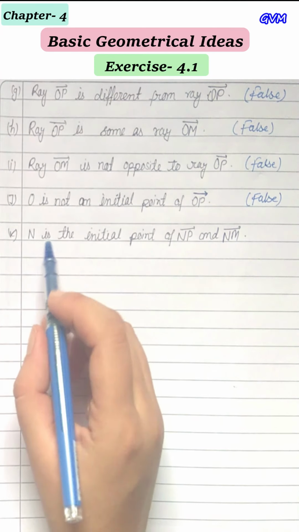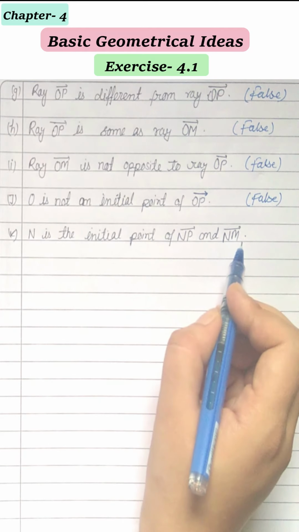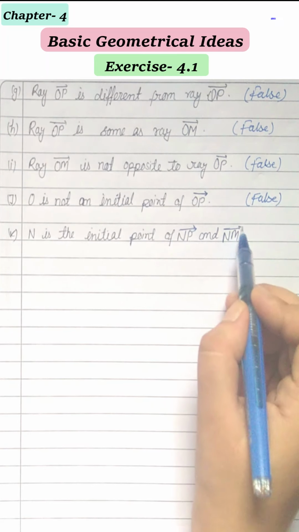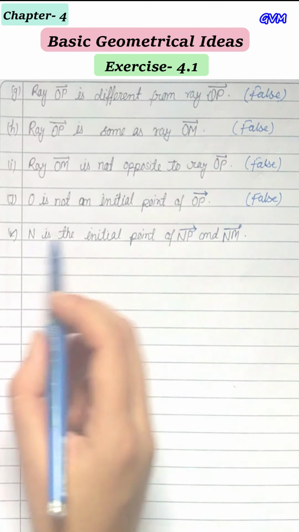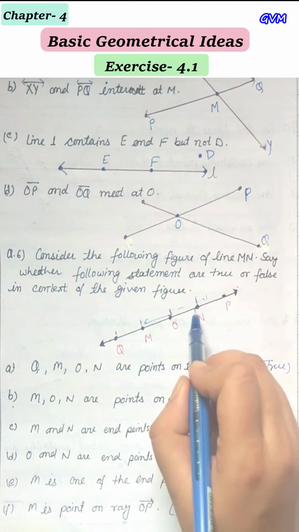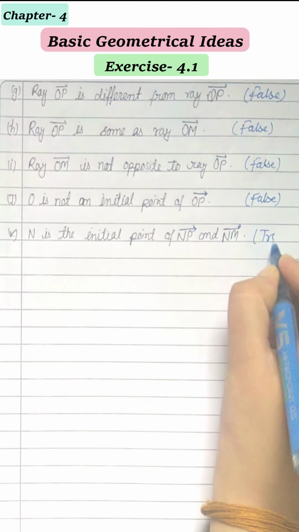K, we have N is the initial point of NP and NM. Both are in the form of a ray, with the ray line over NM and NP. So N is the initial point for NP and NM. So yes, this is true.